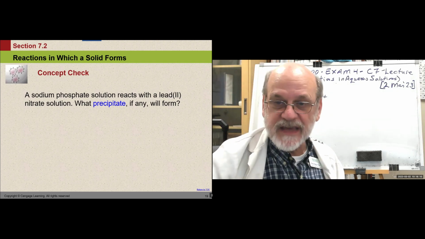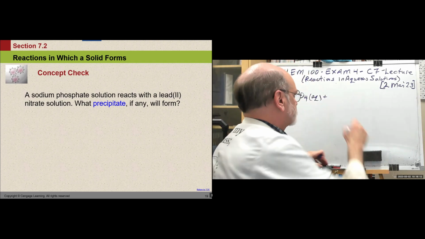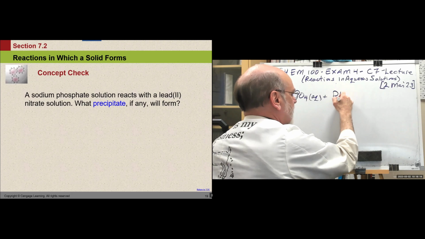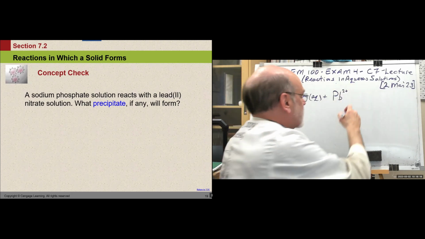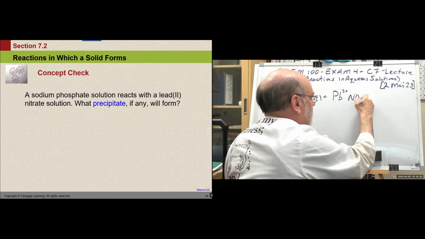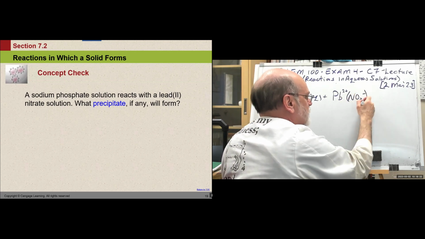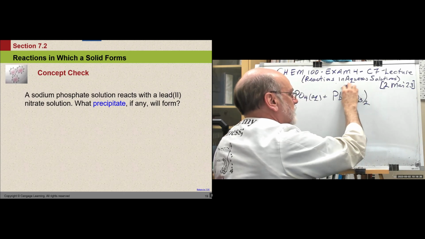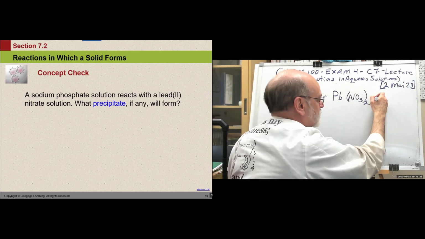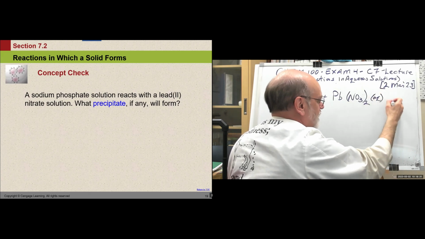And we're going to mix it together with lead 2 nitrate. Lead 2+ because it says so in the name. And nitrate. So we need 2 of these. All right, now we can remove the charges. They don't have to be there. And this is soluble.